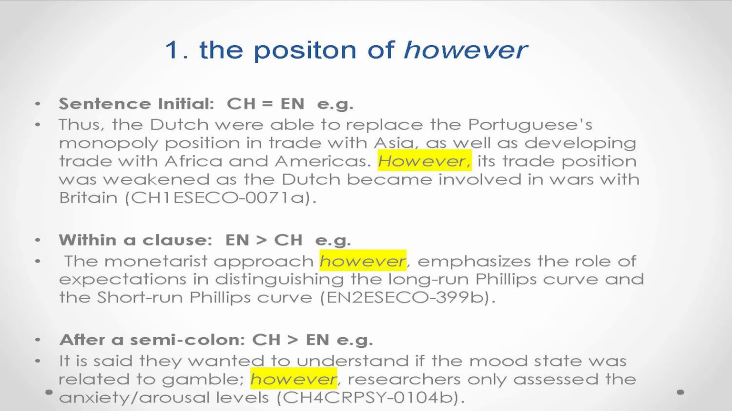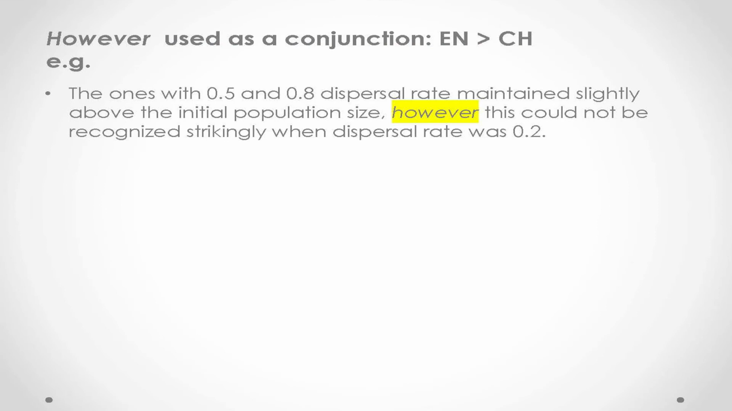Chinese and English students tend to use however in initial position, sentence initial position. But within the clause, English students use it more than Chinese students, like the second example shows. But Chinese students use however more after a semicolon, like the third example shows. And interestingly, we found English students use however as a conjunction. The examples in these texts are more than that from Chinese students, as the example shows.